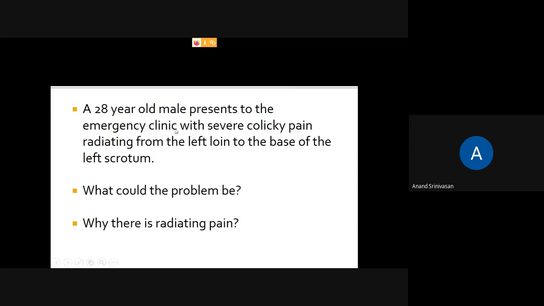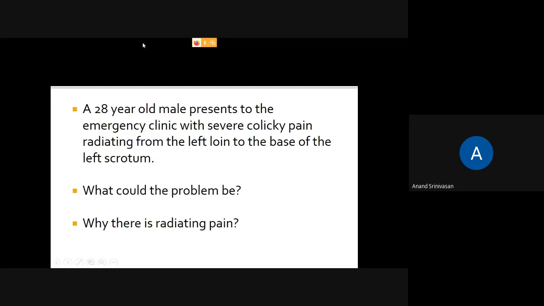The patient presents to the emergency clinic with severe pain. Colicky pain means restless pain. Some people, if they are having a pain, will just keep quiet. In severe pain, they will not move. But colicky pain is a severe pain where they keep on moving restlessly, and it's a severe kind of pain.